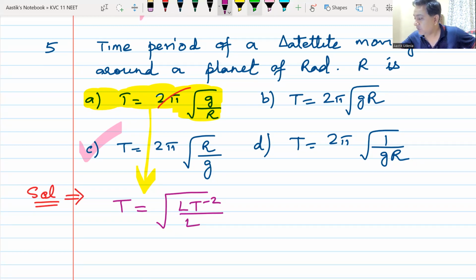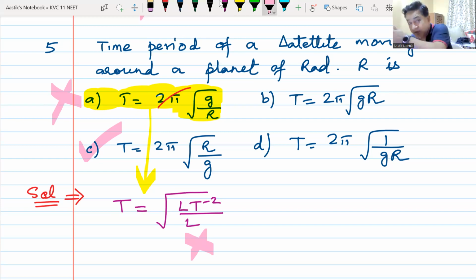No, sir. You can see, sir. So definitely this option is wrong, sir. Now you can go on solving all these options. There's no point of me doing it. This option will also be wrong. This option will also be wrong.